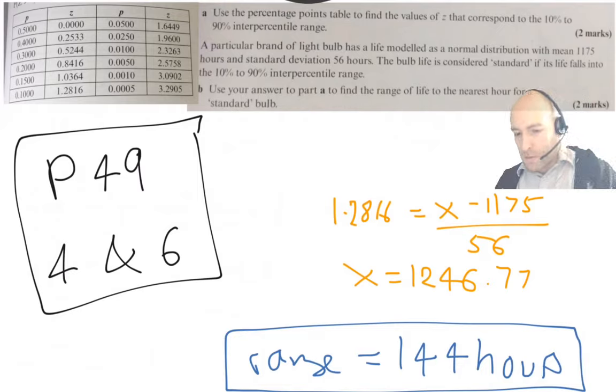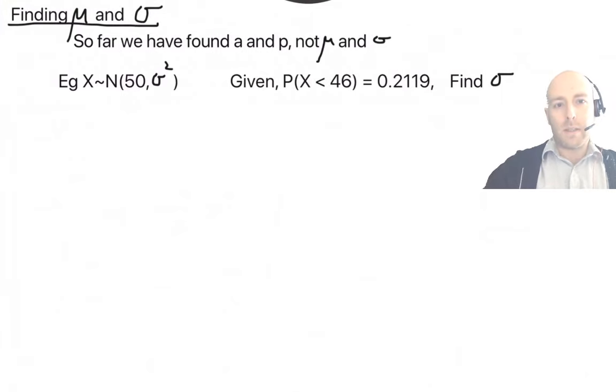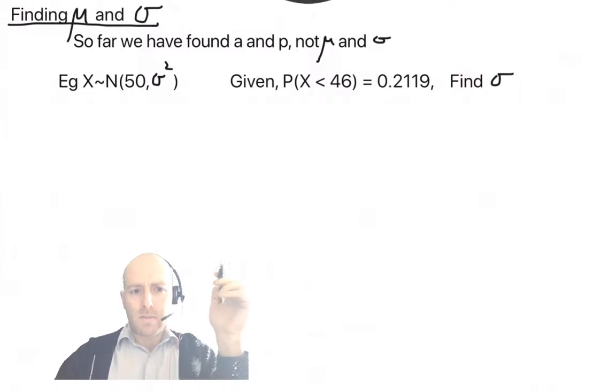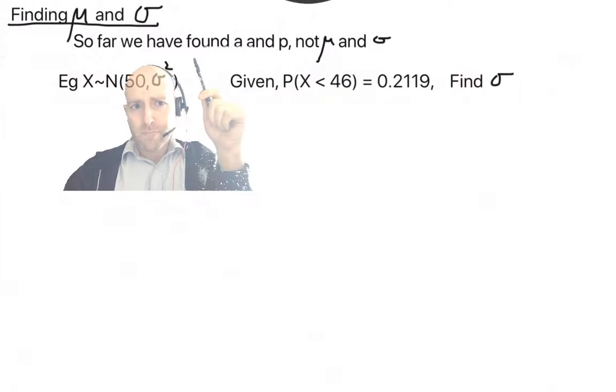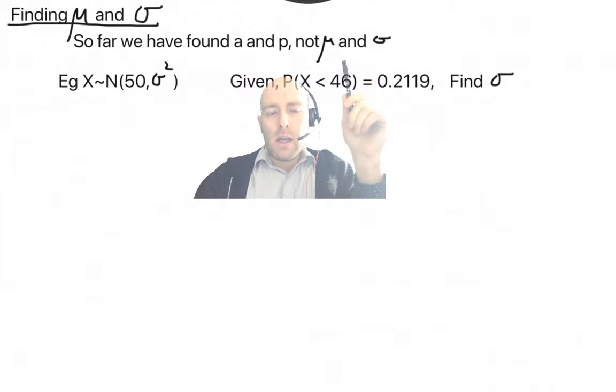Cool. Right, moving onwards then. The next topic we're looking at is, so far we have used an x value to find a probability. And we did the inverse, we used a probability to find an x value, and we've done all this Z stuff. We're going to bring all that together, and the next topic is to try and find unknown values of mu and sigma. As I've said, so far we found x, we found p, but we haven't found mu and sigma.